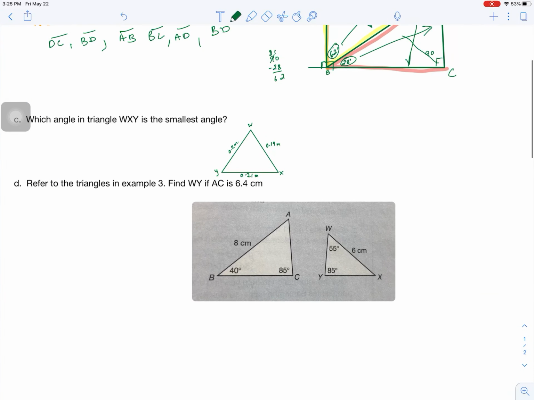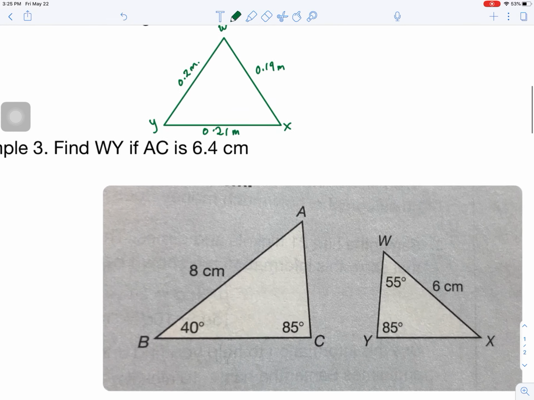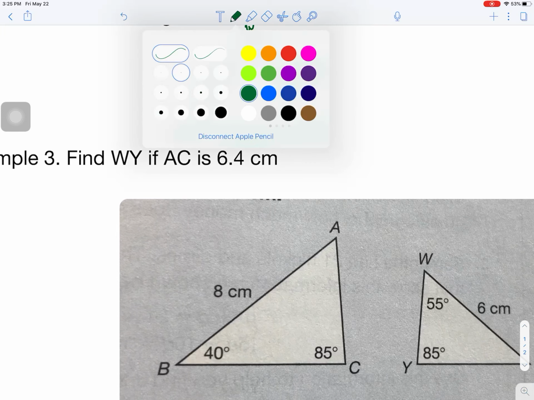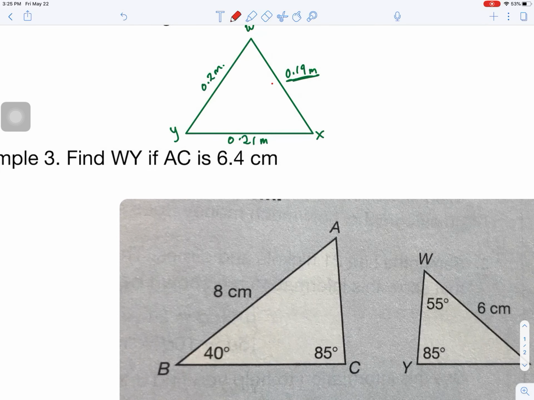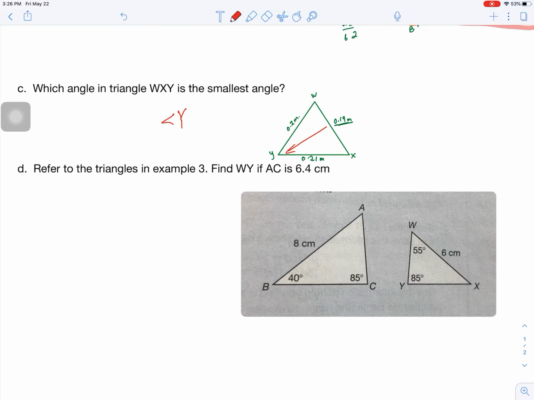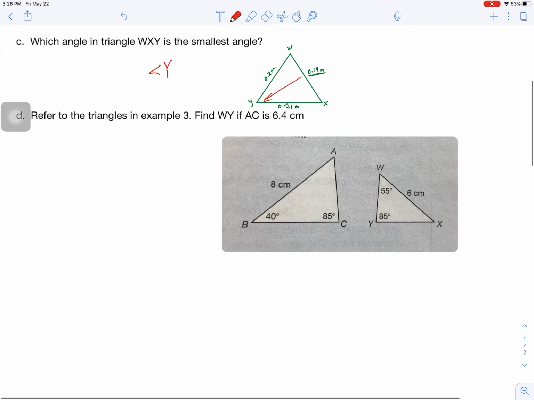Which angle in triangle WXY is the smallest? Well, we look for our side that is the shortest, and we can put an arrow across, and we can see that our angle is going to be Y. Refer to triangles in example 3, which I have actually posted right here.